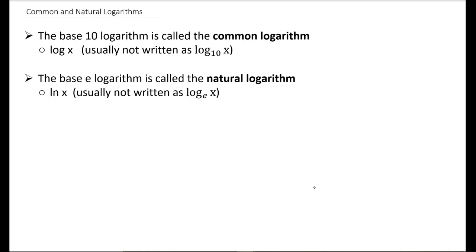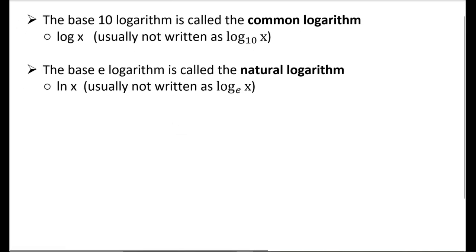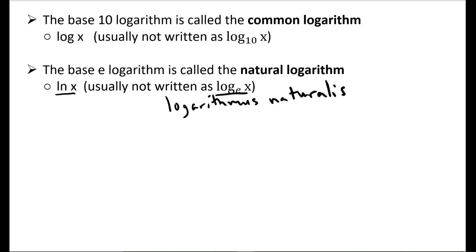The next type of logarithm is the natural logarithm, and that's the base e logarithm. Usually we don't write it as log base e, we write it as ln of x. ln stands for logarithmus naturalis, in other words, the natural logarithm. That's just Latin, and that basically stuck, so we just called it ln instead of NL. That's where it comes from.